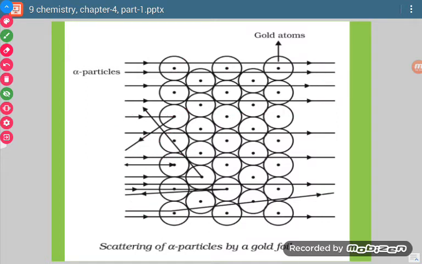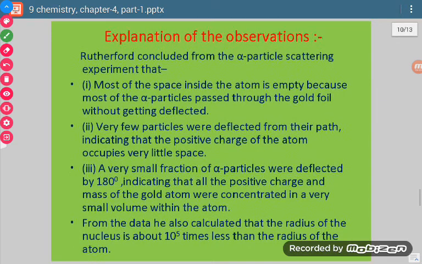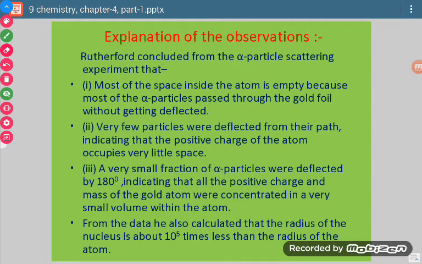Okay, so these were the three observations which were explained in such a way that there is presence of a positive part at the center, and that center is called the nucleus. Now let us revise this. Rutherford concluded from the alpha particle scattering experiment that most of the space inside the atom is empty. For the first observation, most of the space inside the atom is empty because most of the alpha particles passed through the gold foil without getting deflected.